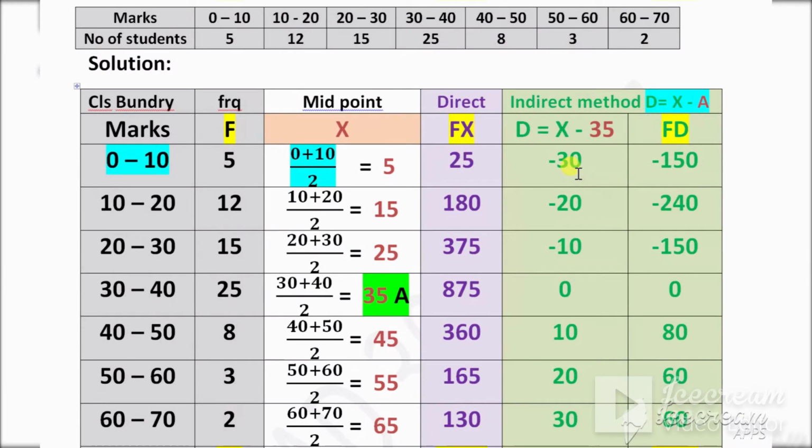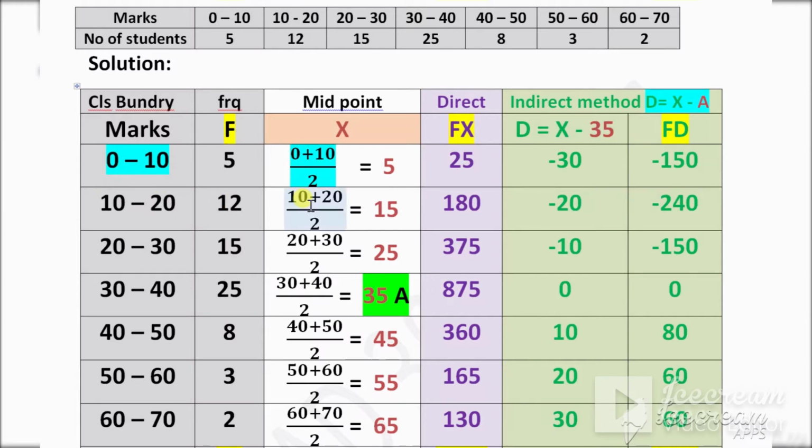That's why I am calculating here in the first column x, the midpoint, and in the next column I will calculate d for the shortcut method. So how to find the midpoint, which is also called the class mark? Always add up the two numbers. So first add 0 plus 10 divided by 2, we will get 5.